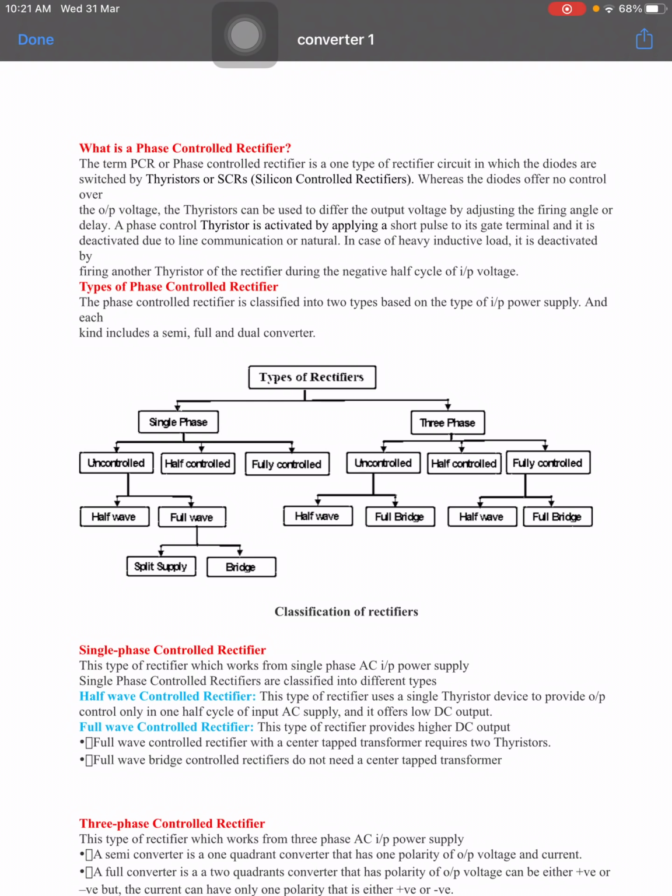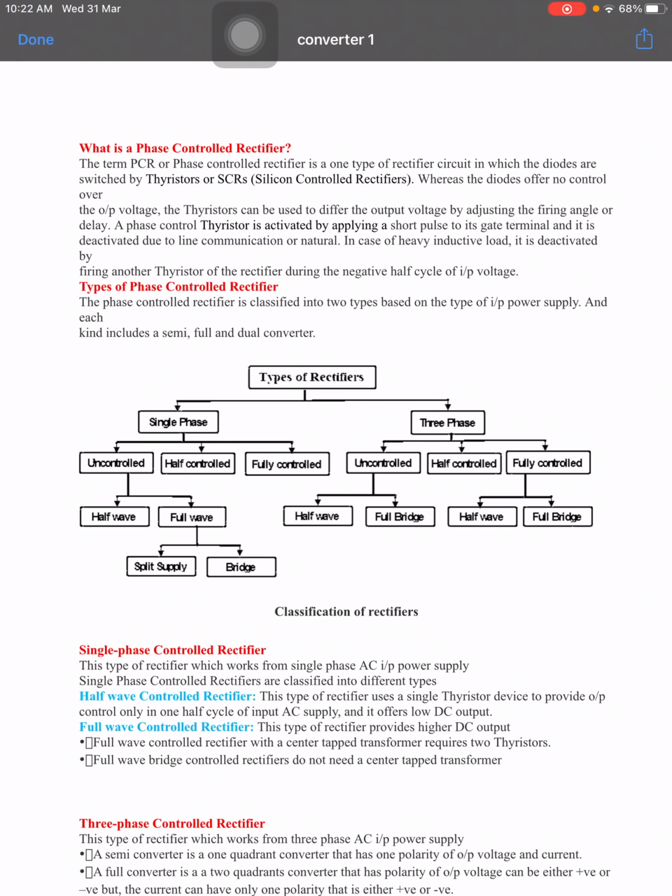For example, if you are taking a diode or a silicon controlled rectifier like a thyristor, the diode has no control over the output voltage, but the thyristor can vary the output voltage by adjusting the firing angle. The difference between the diode and the thyristor is that a diode has two terminals, a positive and a negative, and the thyristor has an anode, a cathode, as well as a gate. So the difference between the diode and the thyristor is the gate signal. Another name for the thyristor is silicon controlled rectifier.